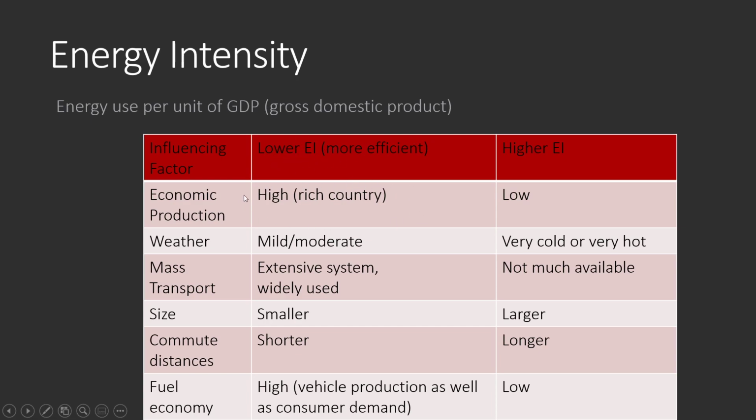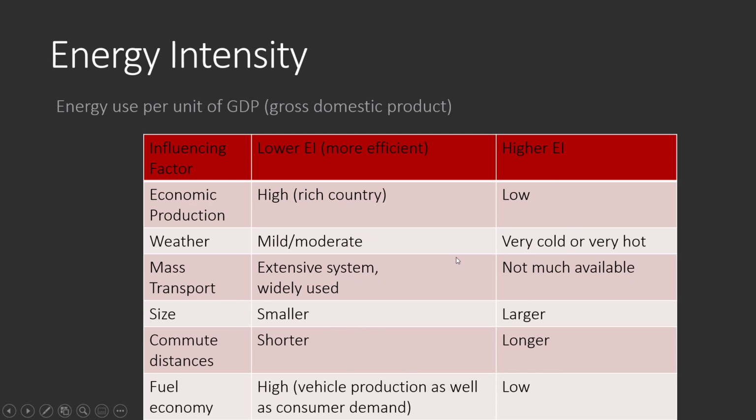In a rich country, the economic production is going to be high. It's going to be very low if there's a higher EI. The economic production will be very low if there's a higher energy intensity. As far as weather goes, if it's mild or moderate, you're going to be more efficient. If it's very cold or very hot, your energy intensity is going to be higher because you're going to have to use more of it. As far as mass transport goes, if there's an extensive system and it's widely used, you're going to have a lower energy intensity. If there's not much available, you'll have a higher energy intensity.